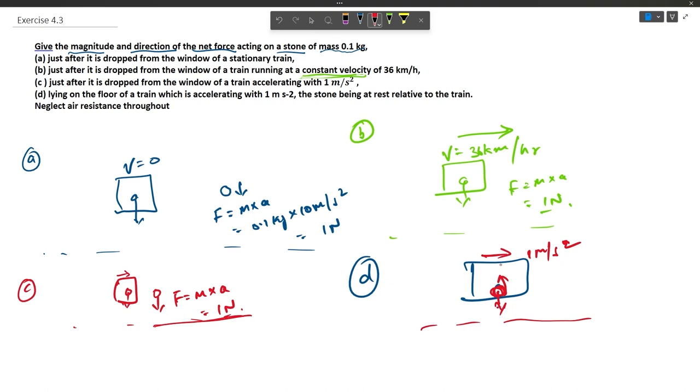Since the train has a net acceleration of 1 meter per second square in the moving direction, the only force acting is mass times acceleration in the direction of motion, and that would be equal to 0.1 kilogram multiplied by, what is the acceleration? 1 meter per second square. So 0.1 kg multiplied by 1 meter per second square gives us 0.1 Newton.